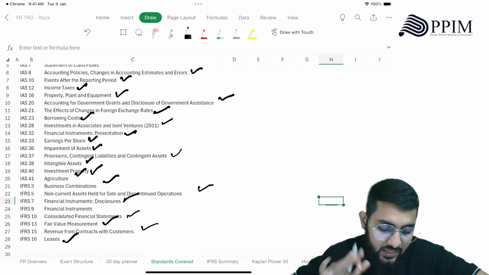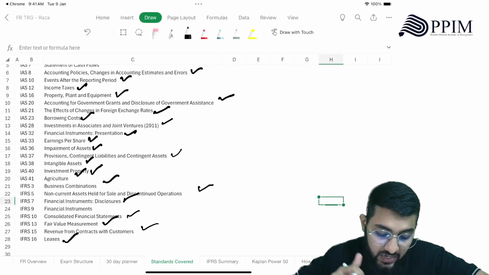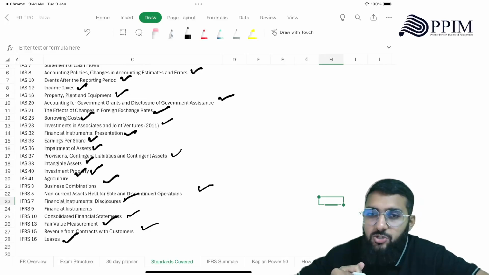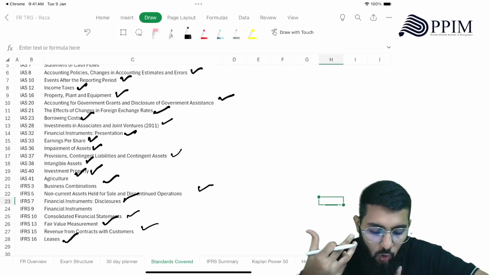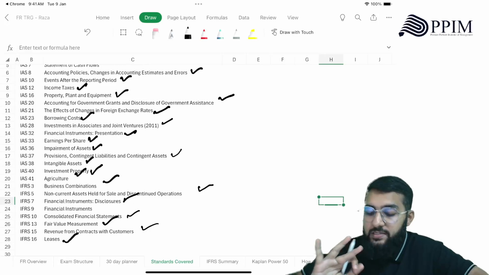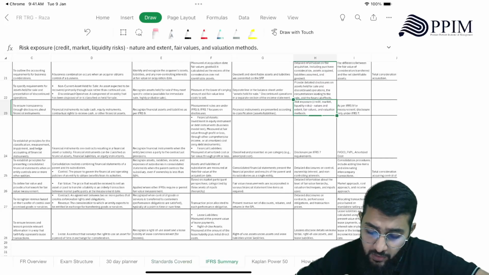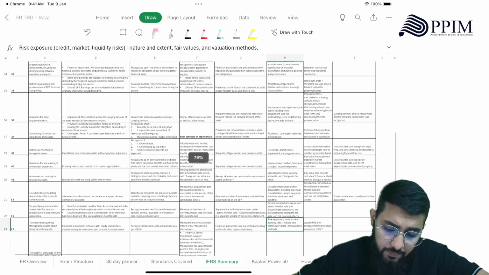So these 26 standards, by the end of the next 15 days, or the 15th day, you all should be walking, talking, standard-knowledgeable people. Okay, that's what you all need to focus on. Then, as I told you, there are IFRS summaries I've given.